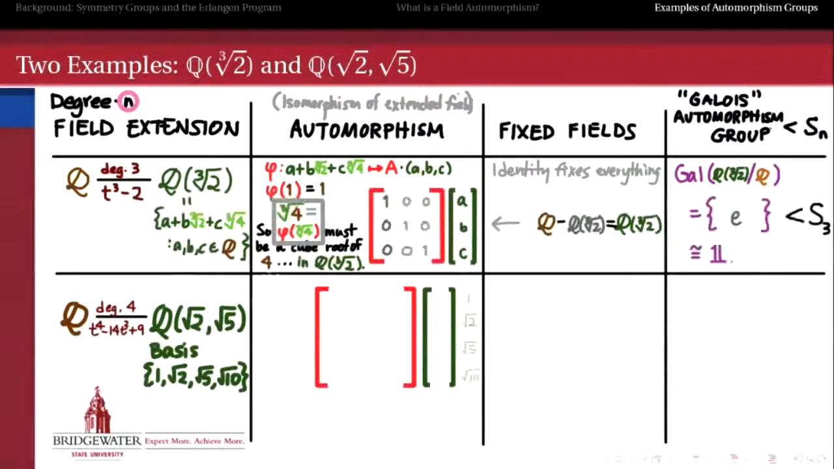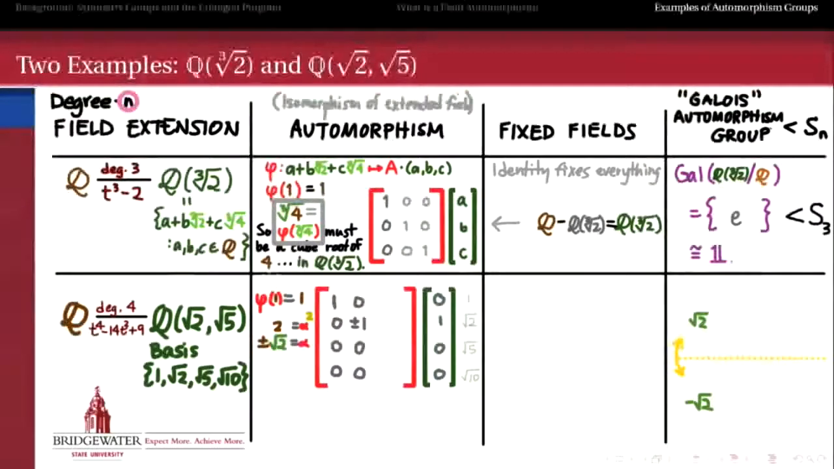And if we go to find a matrix with respect to this basis, 1, square root of 2, square root of 5, square root of 10, we know, first of all, that because phi has to fix the rationals, our first column has to be 1, 0, 0, 0. For the square root of 2, on the other hand, we don't know what phi of the square root of 2 is, but we know if we square it, we're going to get phi of 2. But since 2 is rational, phi of 2 is equal to 2. Therefore, whatever phi of the square root of 2 is, it has to be equal to plus or minus the square root of 2. So the square root of 2 can stay the same, or it can change sign. So that second column could have a minus 1 there.